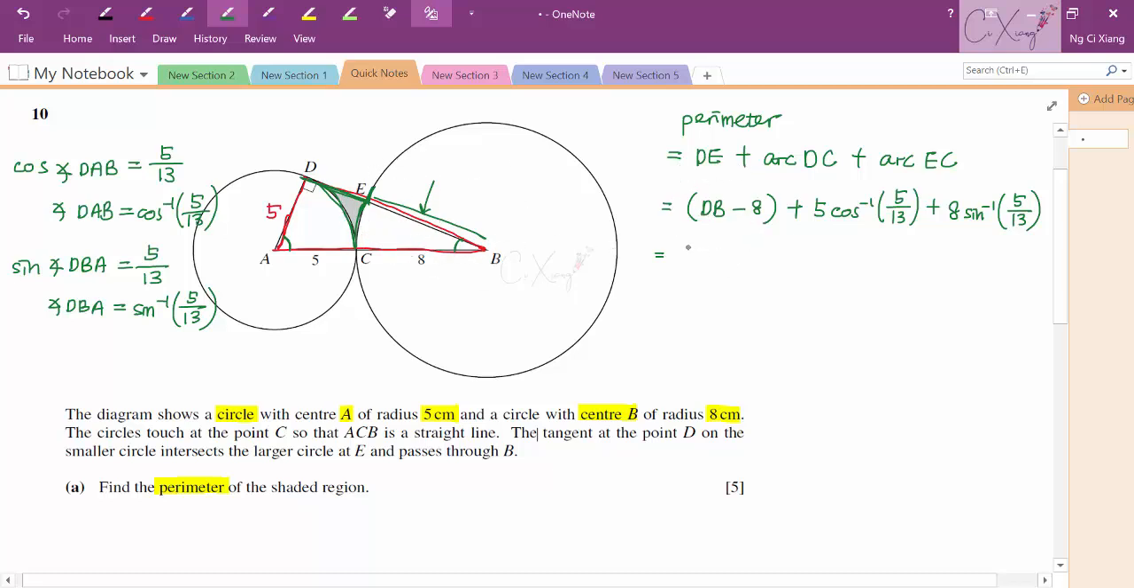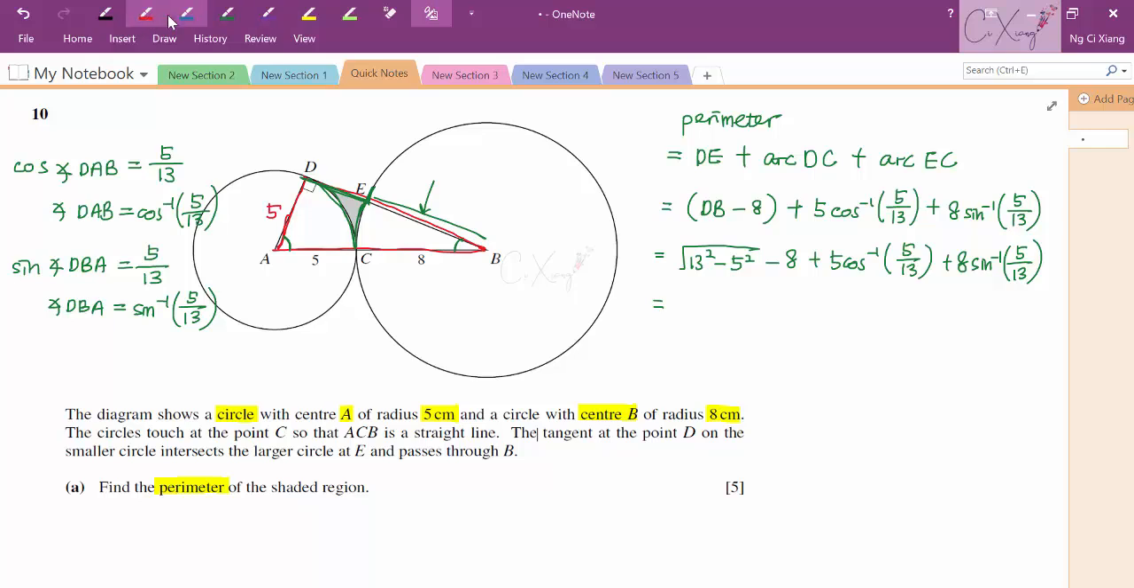Okay, then continue further. What is the length for DB? Generally DB you can find out by using the Pythagoras theorem, where we have square root of 13 squared minus 5 squared. Then minus 8 again outside. Then I copy this. So we can try to get the answer by pressing the calculator.